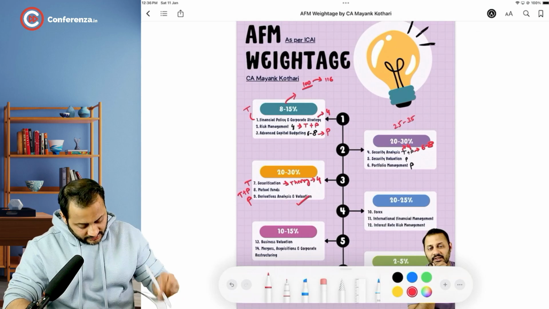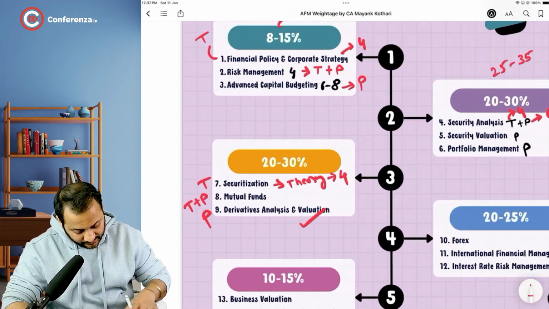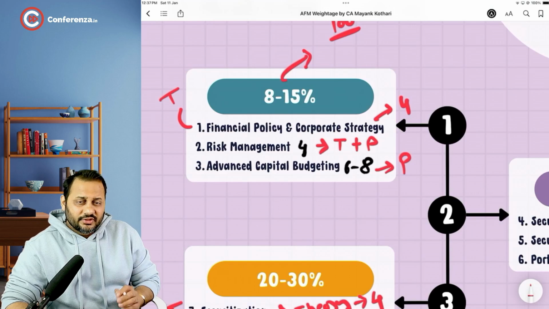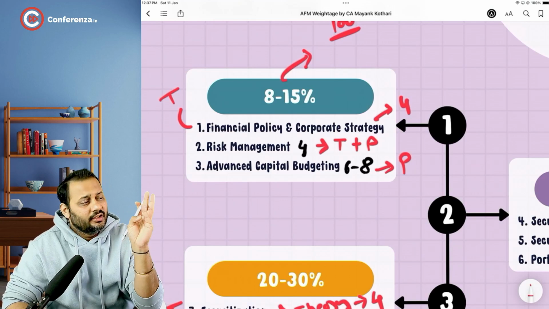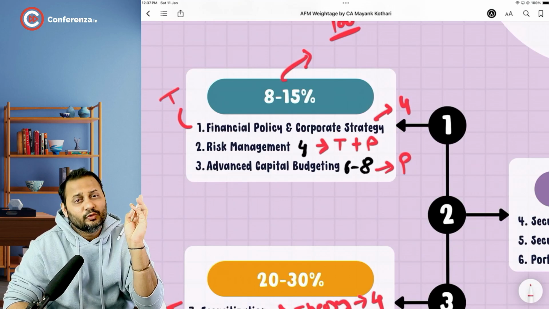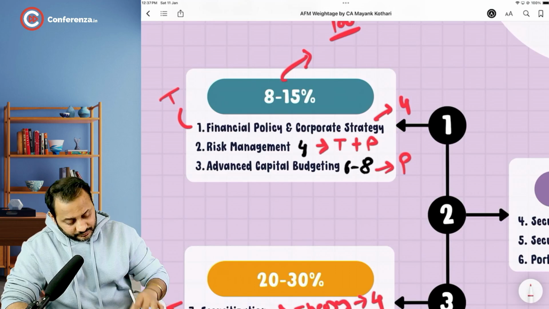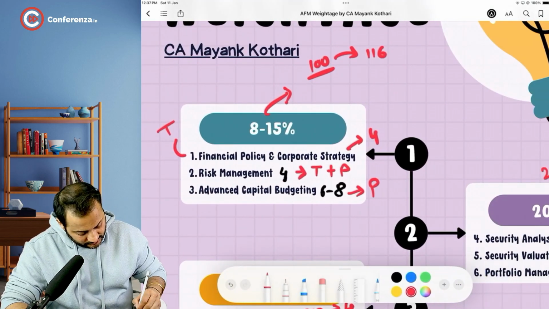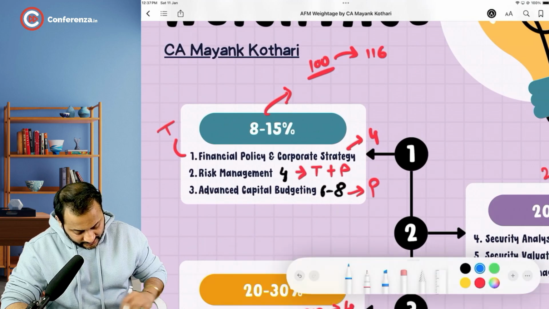Okay, so let me just give you those chapters. First of all, I'm marking those chapters which can be covered in less time. It will cover theory and practical, and also are easy. Okay, so you can mark it in your book as well. I will just use a blue pen.